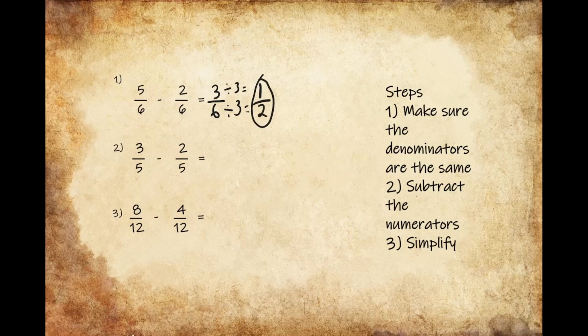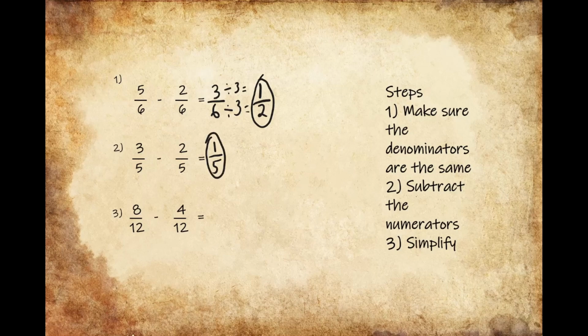In question number 2, we can see that we have the same denominator of 5. So we're going to go ahead and write the denominator in our answer because we know that the value of our denominator is not going to change when we're subtracting fractions. The next step is to subtract the numerators, and 3 minus 2 gives us 1. Since there's no common factor between 5 and 1 other than 1, we know that this answer is written in its lowest possible terms, so we don't have to simplify. So 3/5 minus 2/5 gives us 1/5.